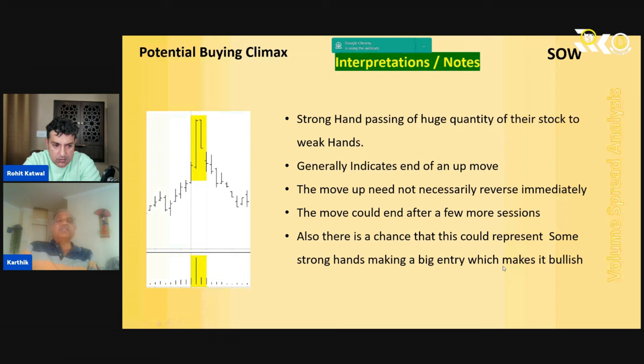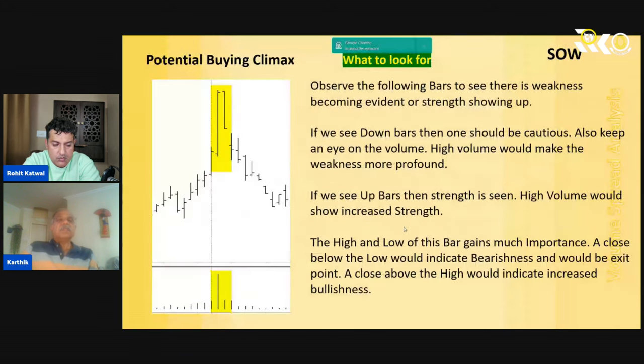So you can see such high bars. So the next bar would tell us really what is the story. Okay, now what do we look for when you see such a bar? So what do we have to do? What should be our action? That is, we observe the following.